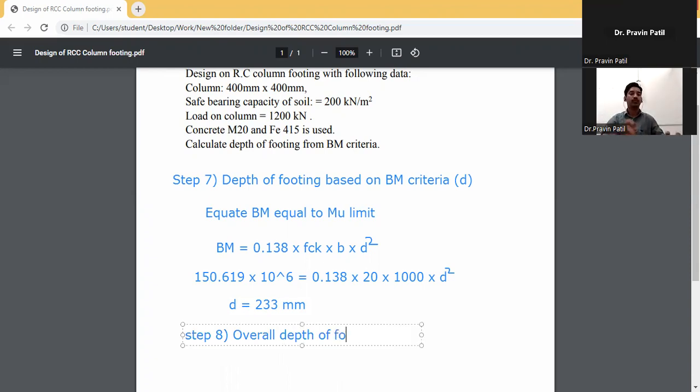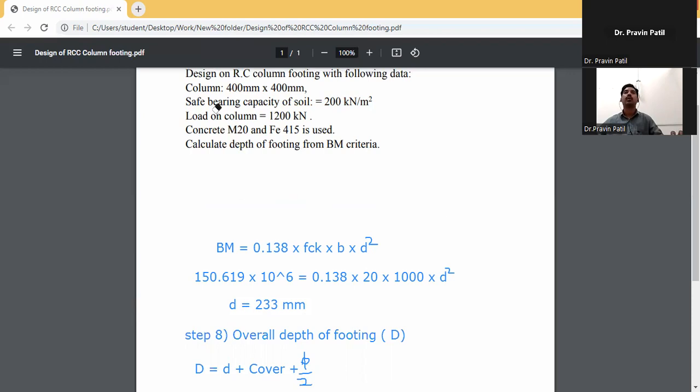Overall depth of footing, that will be capital D. Capital D is equal to small d plus cover plus 5 by 2 plus 5 by 2 plus 5 by 2 plus 5 by 2 plus 5 by 2 plus 5 by 2.